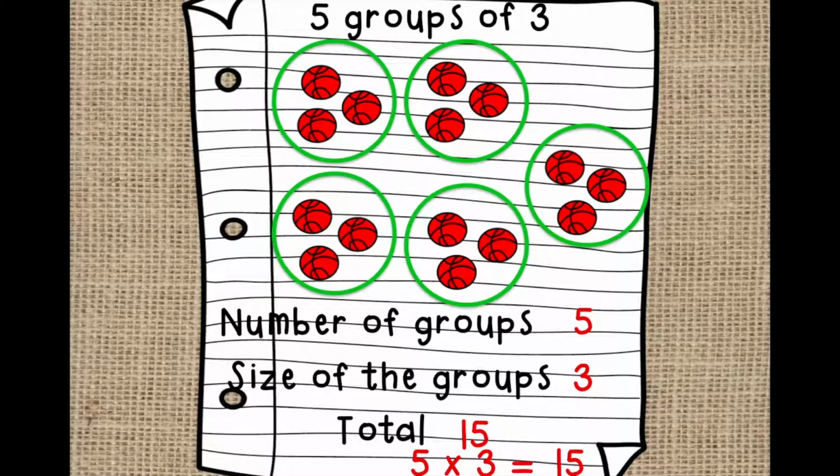The number of groups we have is 5. It said they had 5 bags of basketballs. Then it said they had 3 in each. So the size of the groups is 3. So 5 times 3 equals a total of 15.